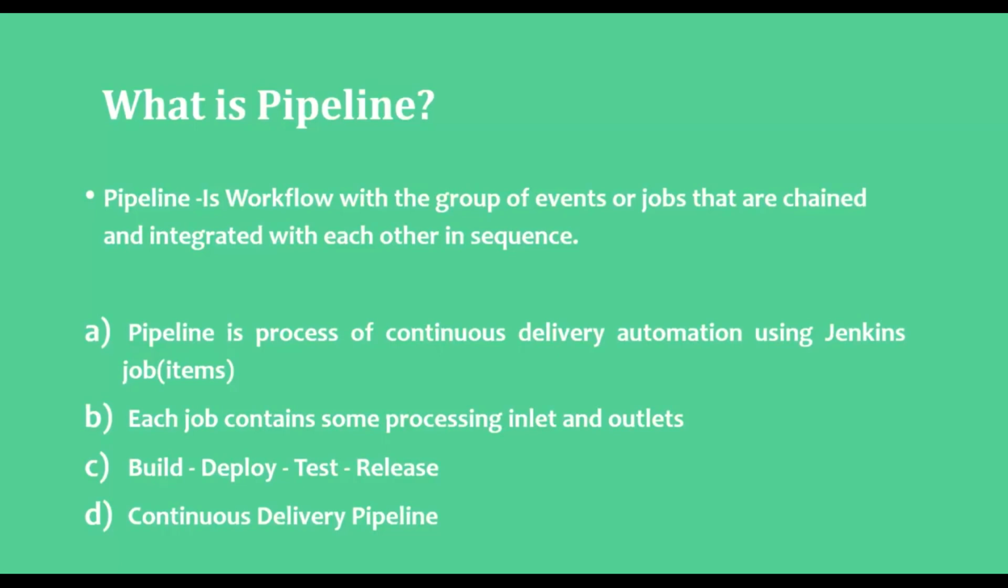Okay. Pipeline is the process of continuous delivery automation using Jenkins jobs. A Jenkins job, we can say, can be a Jenkins event or build. Each job contains some processing inlets and outlets. Build, deploy, test, release. We can say build is one job, deploy is one job, okay, and they are chained in a single pipeline. So let me show you the pipeline architecture, guys.